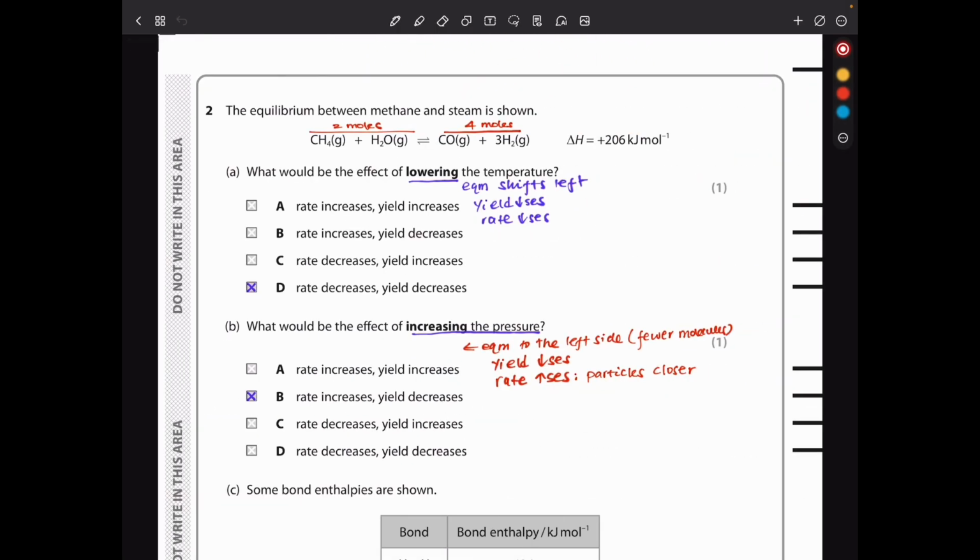In question 2, the equilibrium between methane and steam is shown. The first part says what would be the effect of lowering temperature. If we see here, the forward reaction is endothermic, and if the temperature is decreased, the equilibrium position is going to shift to the left, decreasing the yield. So my answer is the yield is going to decrease, but also the rate, because when temperature is lower, there is less kinetic energy, and so the rate of reaction decreases. So the answer is D. Rate decreases and yield decreases.